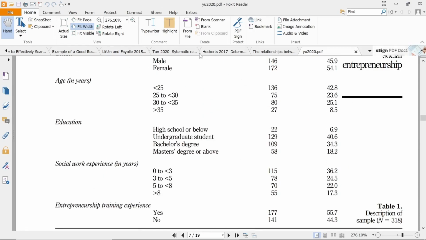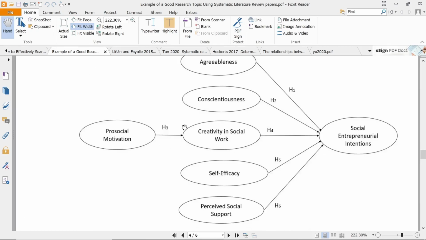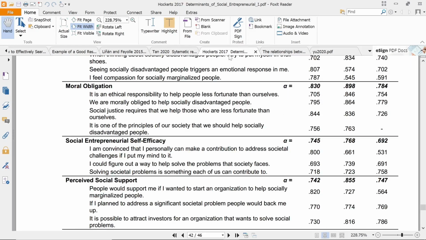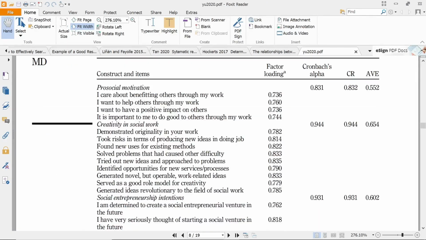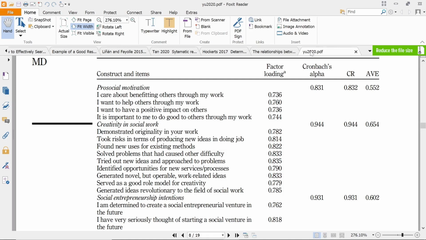Also pro-social motivation and moral obligation in Hockett's. They basically measure something similar. That's the example I wanted to give. Almost forgot that. So here, I care about benefiting others throughout my work. And here, moral obligation: it is an ethical responsibility to help those less fortunate than ourselves. So these items, if you read them through, basically measure similar things.